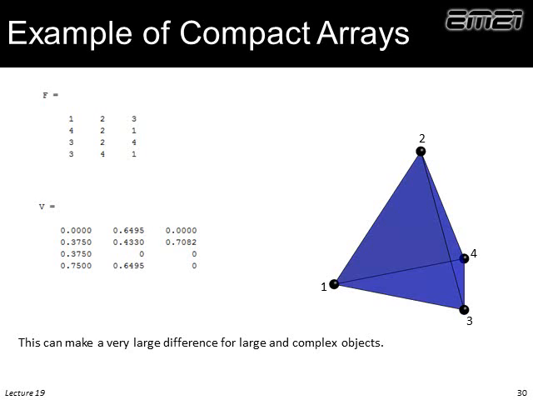Well, if we had a compact array of vertices, things look a little bit different. We know we only have 4 points in our pyramid, so we only have 4 points stored in our V array. And our first face is still 1, 2, 3, but our second face now is 4, 2, 1. So if we were to go down here, it's talking about this fourth point, and then this second point, and then this first point.